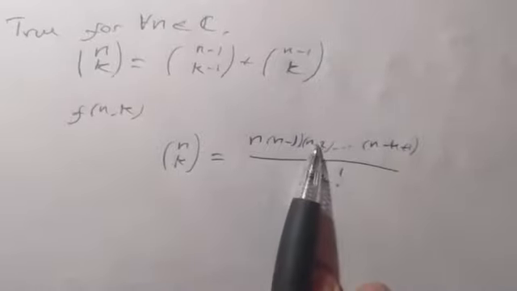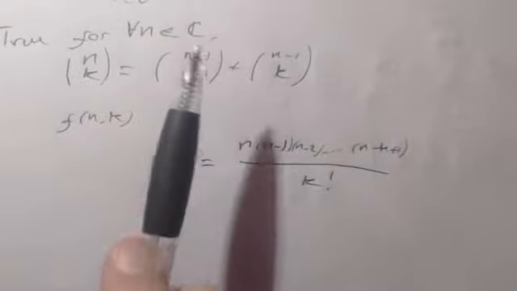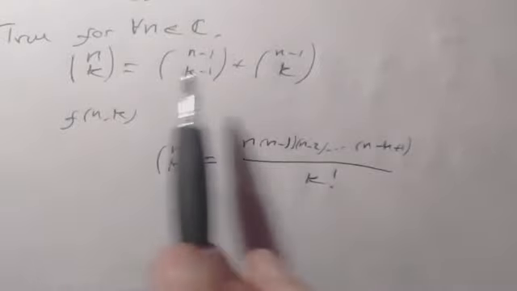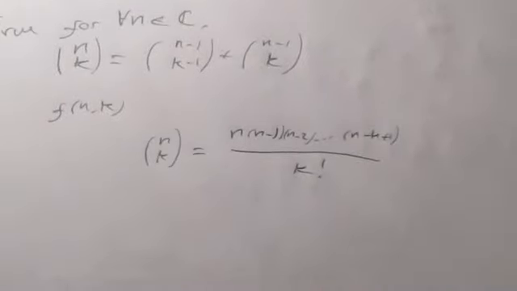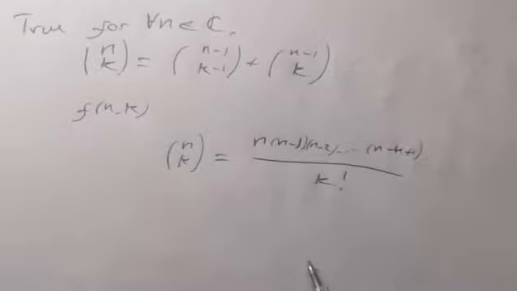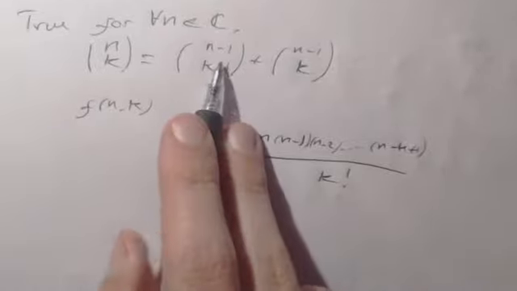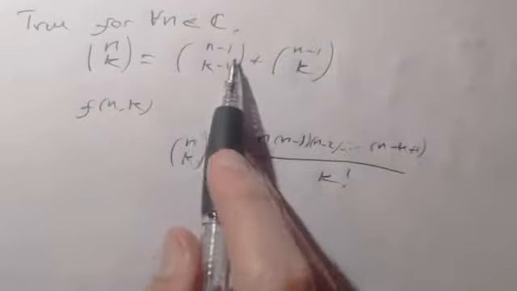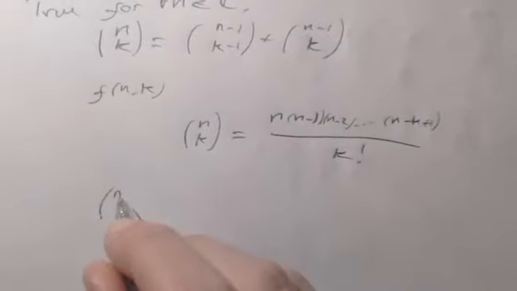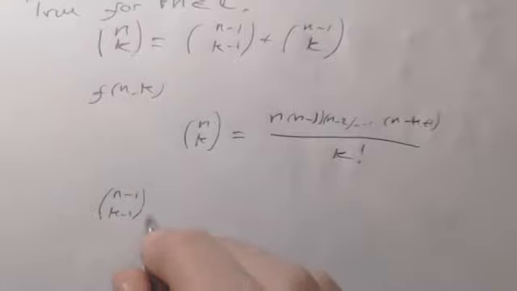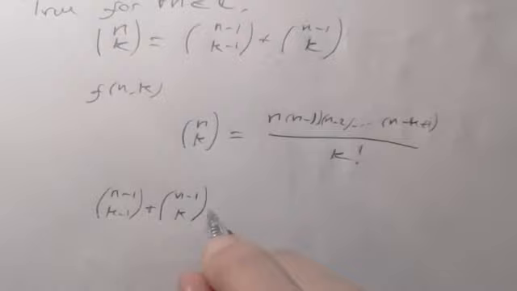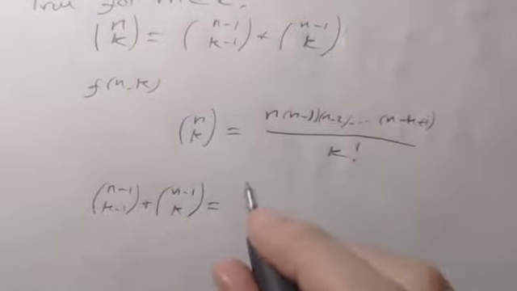So we can take this formula here and plug it into this and see if this satisfies it given any old n. So let's look at that. That's fairly quick and easy to do. Let n be any complex number. Let's look at n minus 1 choose k minus 1 plus n minus 1 choose k.